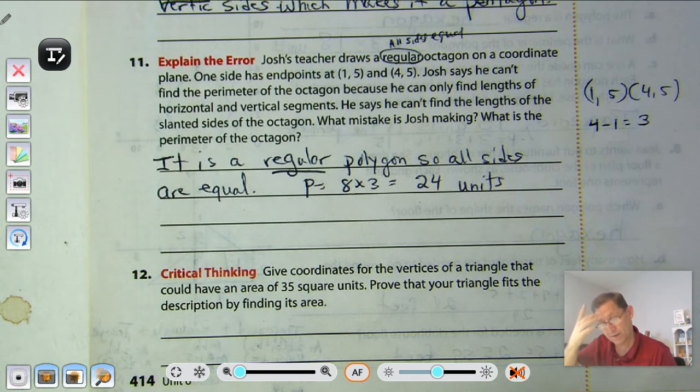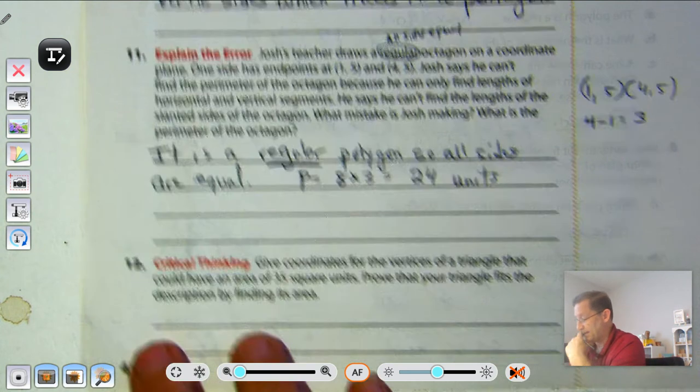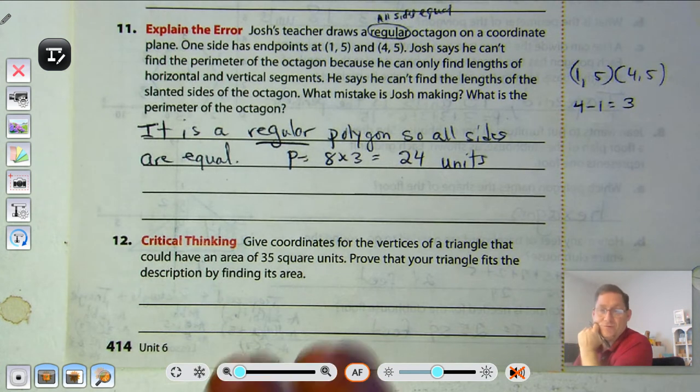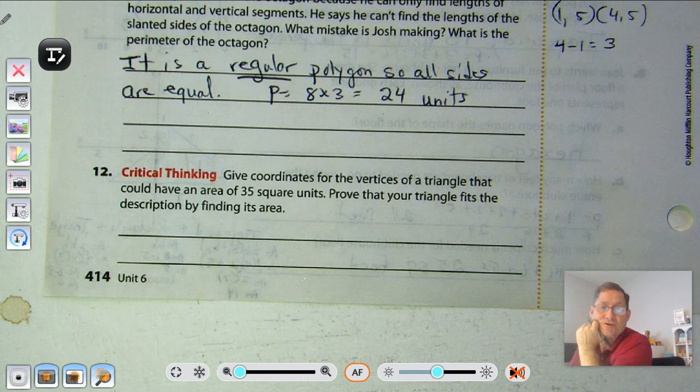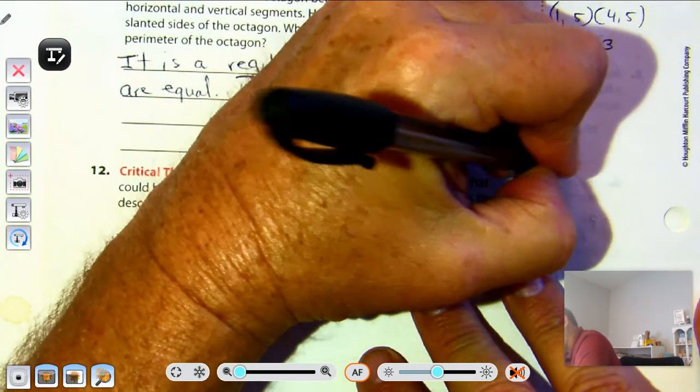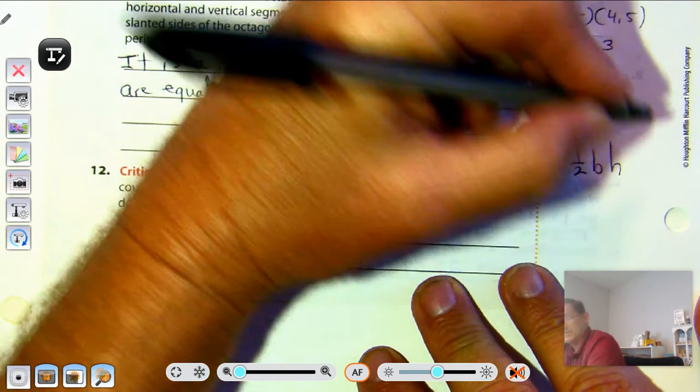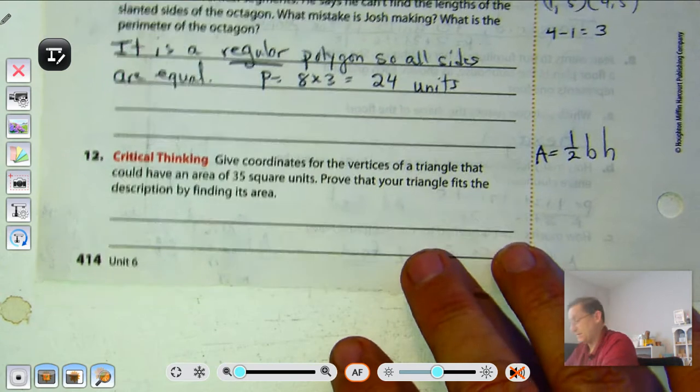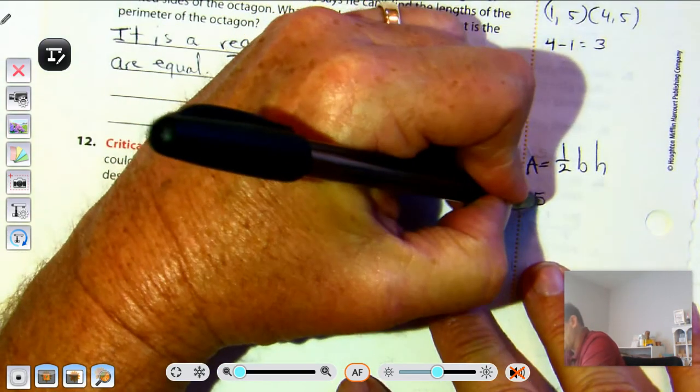And 12. Give coordinates for the vertices of a triangle that could have an area of 35 square units. Prove that your triangle fits the description by finding its area. All right, well, let's start with the area formula. 1/2 the base times the height. They're telling us that the area is 35.